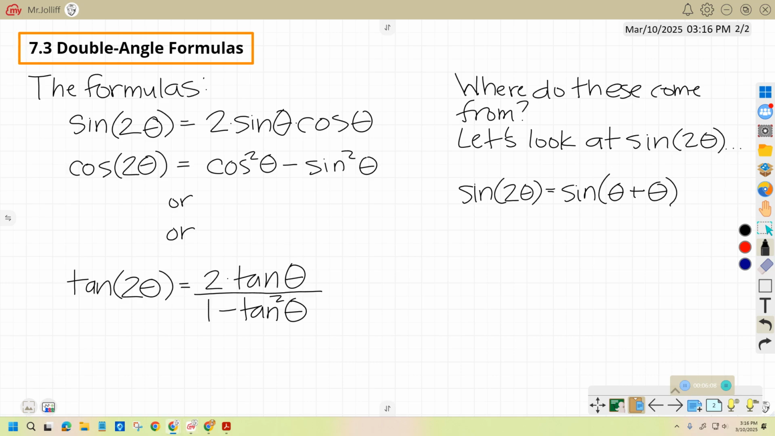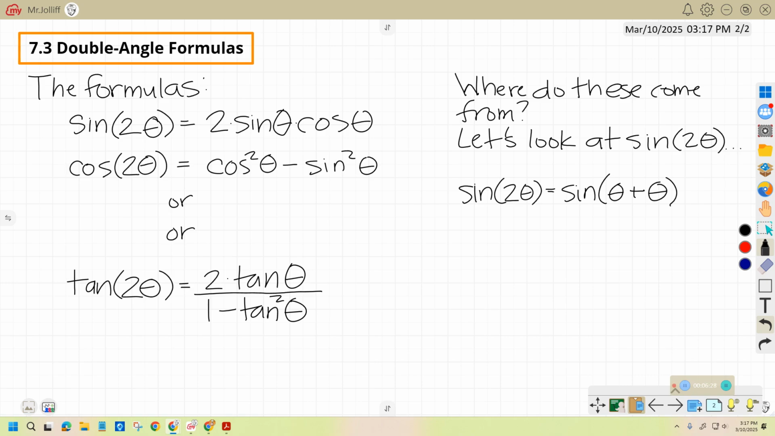Does that expression look vaguely familiar? Does it match up with anything we've seen recently? Yeah, sine A plus B. The only difference is now A and B are the same angle. It's sine of A plus A, or theta plus theta. So we're going to use the sine addition formula.